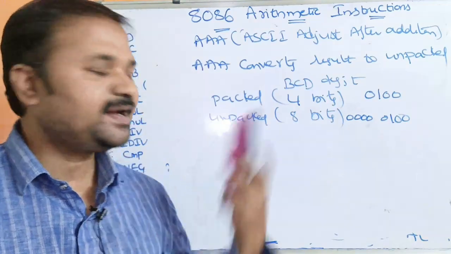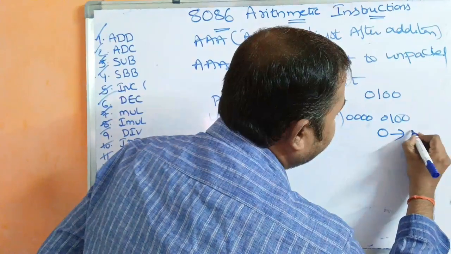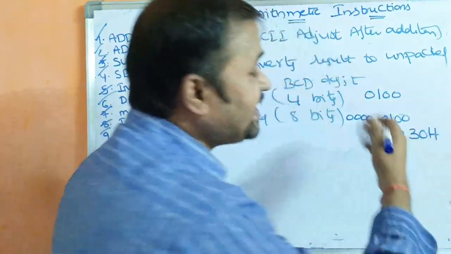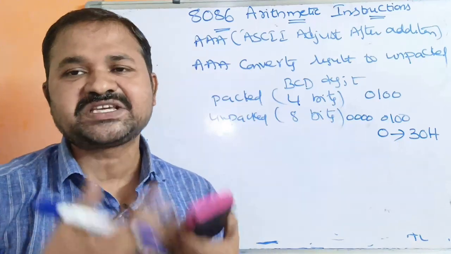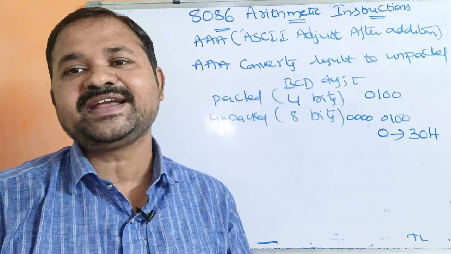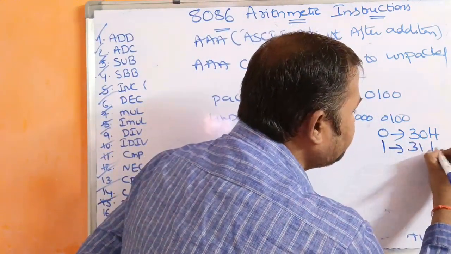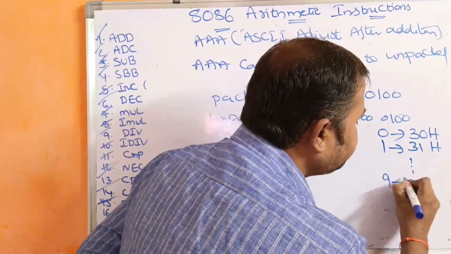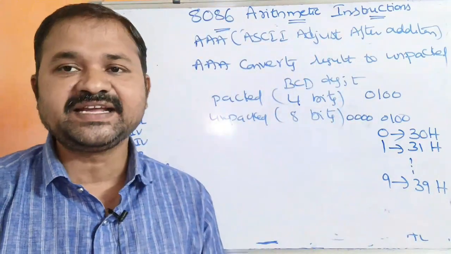Okay. Here, let us see the ASCII values. The hexadecimal ASCII value of 0 is 30H. We know that the ASCII value of 0 is 48, but the hexadecimal equivalent is 30H. For 1, the hexadecimal ASCII value is 31H. Likewise, for 9, the hexadecimal ASCII value is 39H.